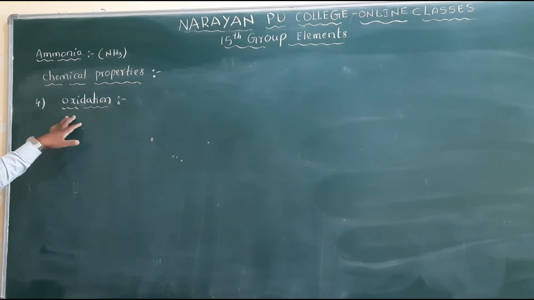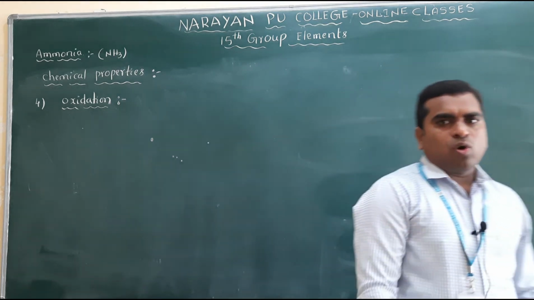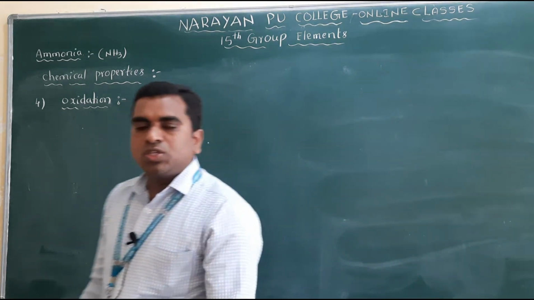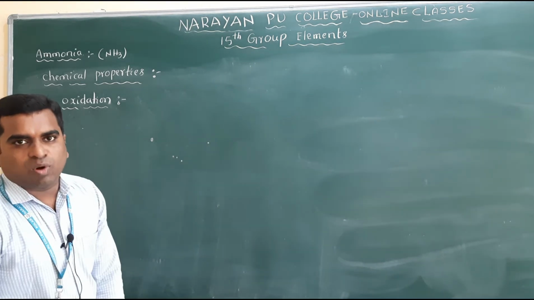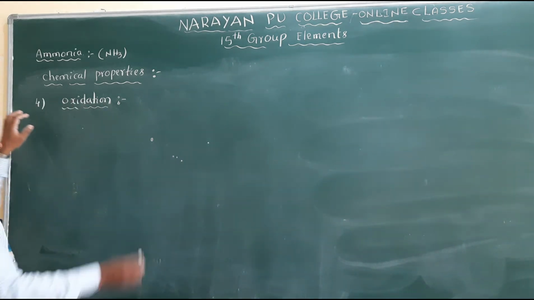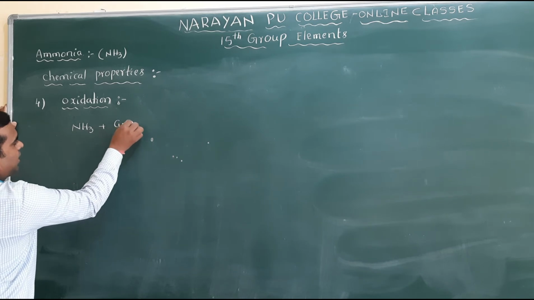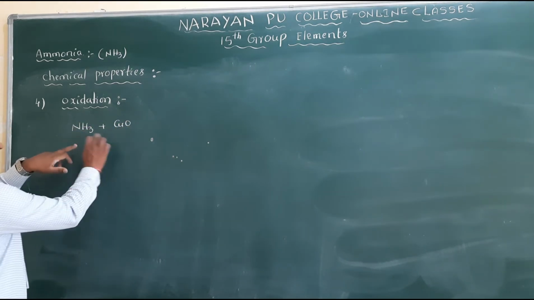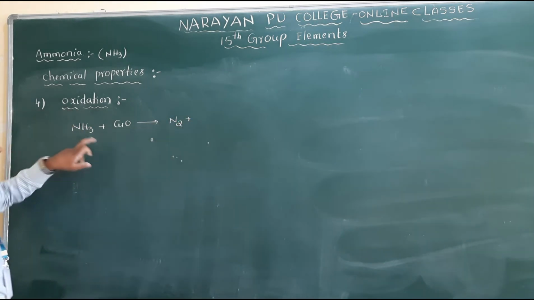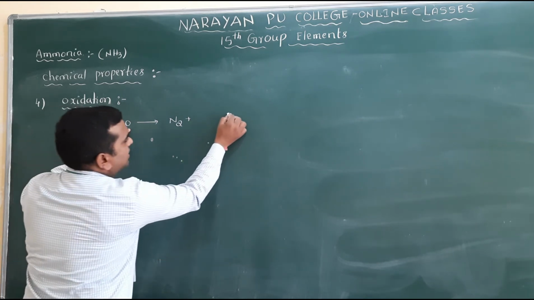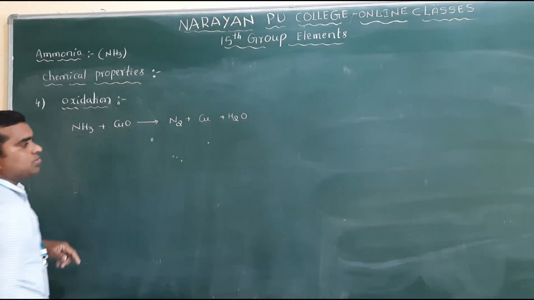Next one is oxidation. Clear? So ammonia undergoes oxidation, or ammonia is oxidized to nitrogen with metal oxides. See the reaction. So what is this one? Take the ammonia and treat this one with copper oxide. So in oxidation, ammonia gets oxidized to which one? Nitrogen, and here hydrogen and oxygen will be removed as H2O, and plus here copper is there, and copper will be converted into Cu.